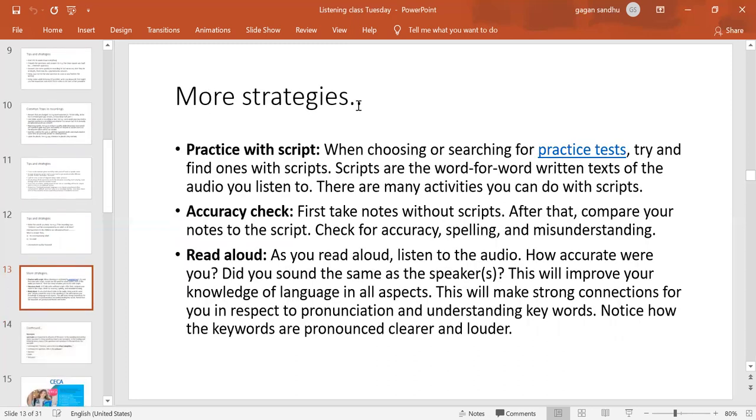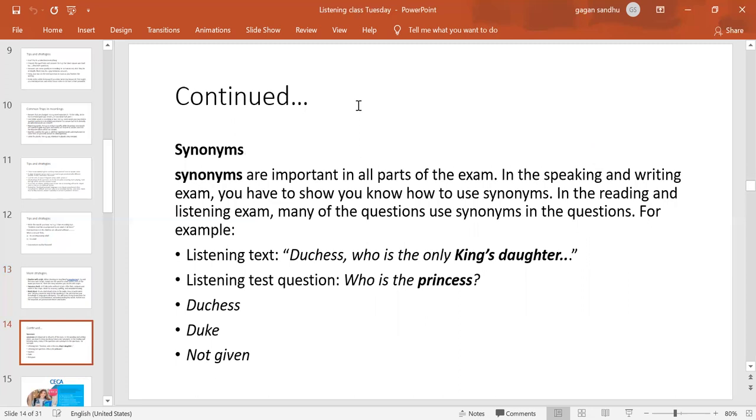And practicing with the tape scripts will help you a lot. You can do the accuracy check. You can understand the pronunciation and relate it with the words. You can check the spellings, if you are writing them right or not, and if there is any difference in the spelling. And also, if you are reading them aloud, you are understanding, so the next time you hear the recording, you will understand it in a much better way, because as we sing a song along, we understand that song better. So this is the same strategy which works here as well.